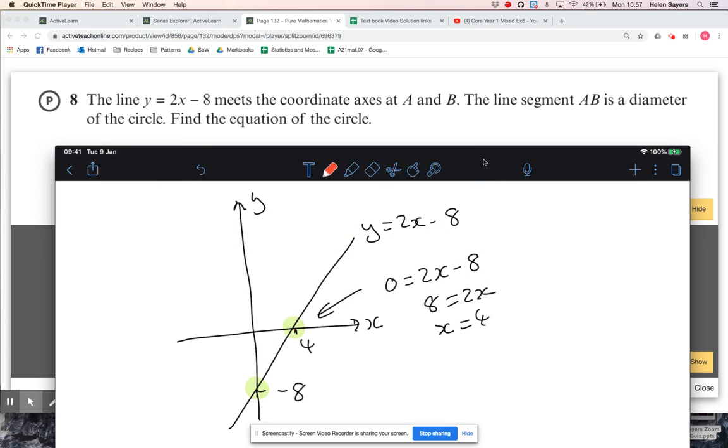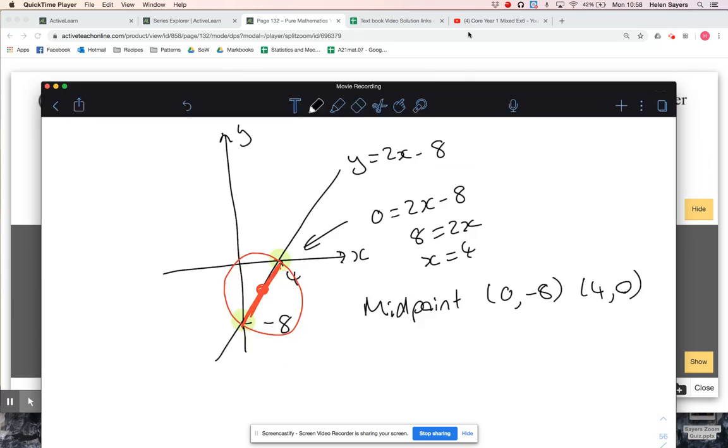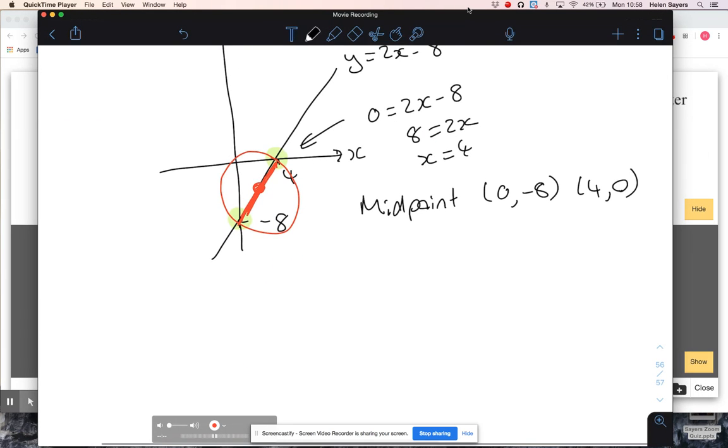So they are making the diameter of a circle. If we can pretend that looks a bit like a circle, so that's the diameter of a circle. So what do you need for the equation of a circle? Well, you need the center. The center is going to be the midpoint, so halfway between those two coordinates. So it's going to be the midpoint of 0, minus 8, and 4, 0. The midpoint is just the mean average of those two.